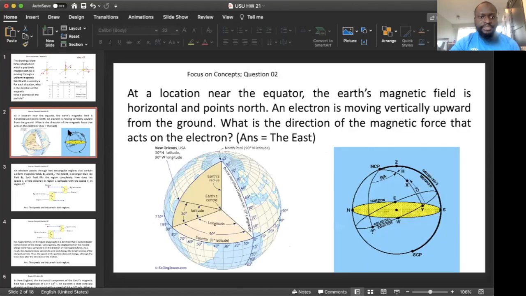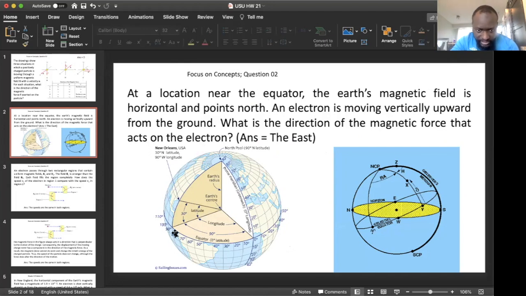Then the next problem says at a location near the equator, the Earth's magnetic field is horizontal. So and points north. So an electron is moving vertically upward from the ground. What is the direction of the magnetic force that acts on the electron? So I want to explain this. I just suggested these diagrams to help you visualize what's happening.